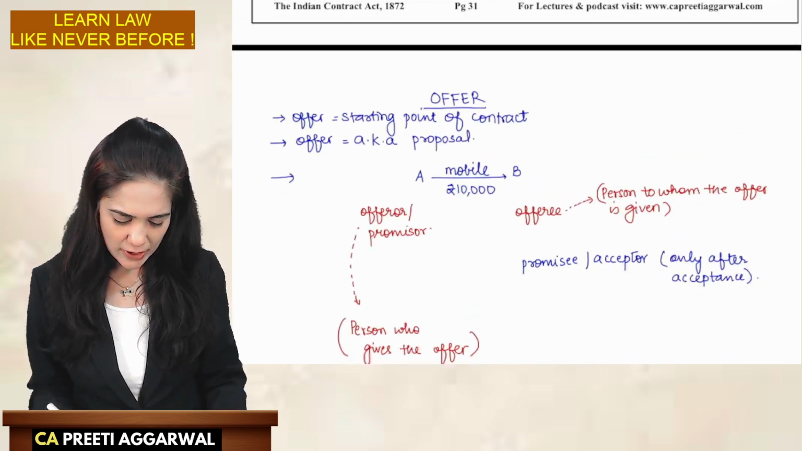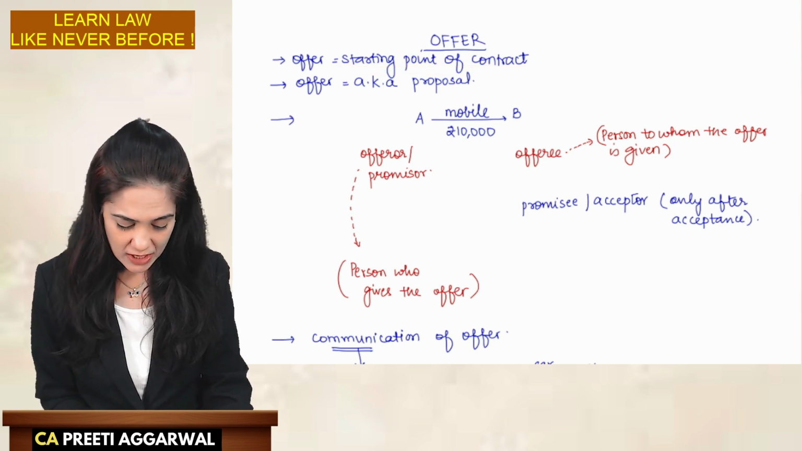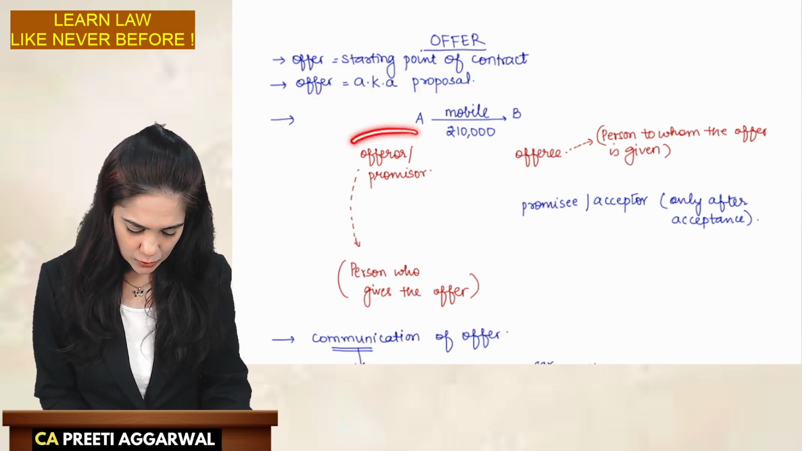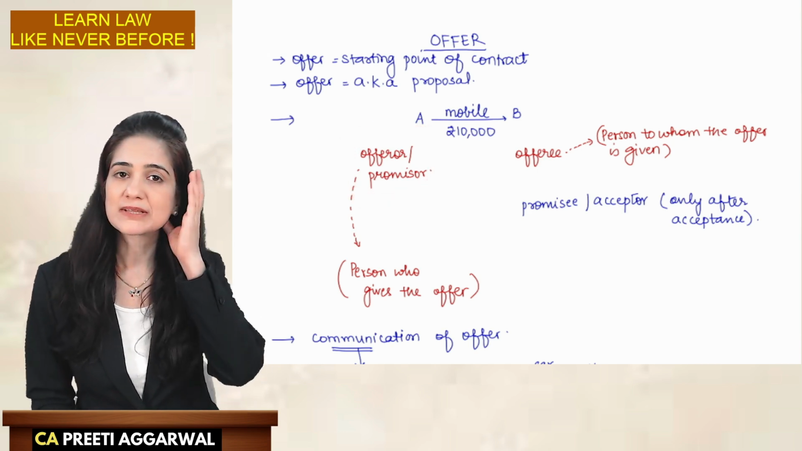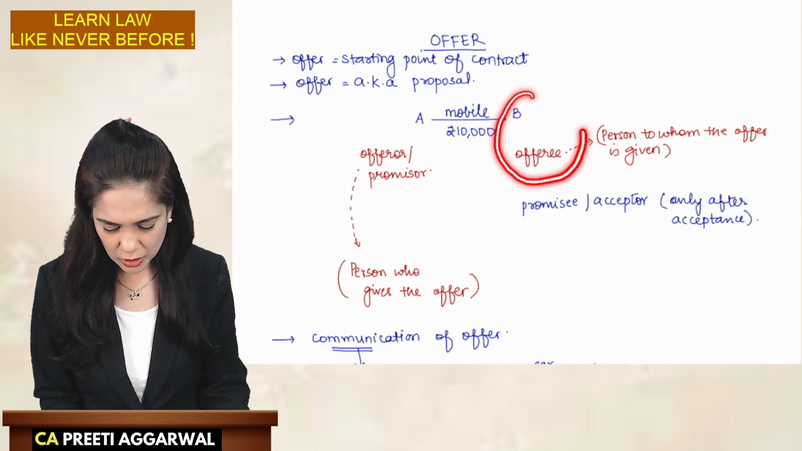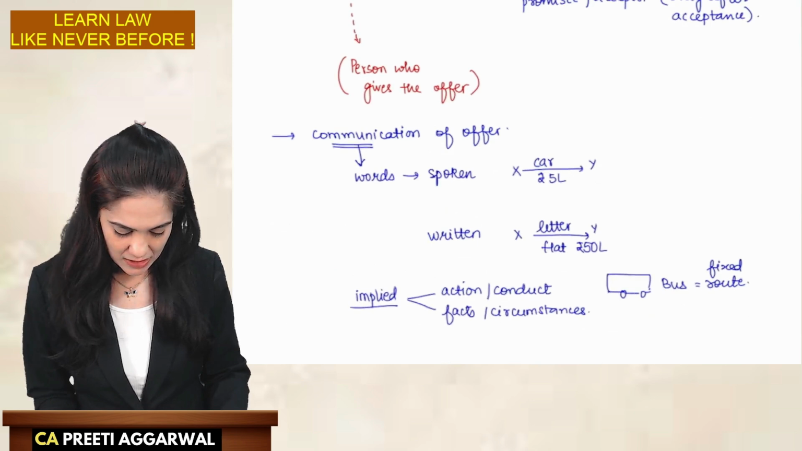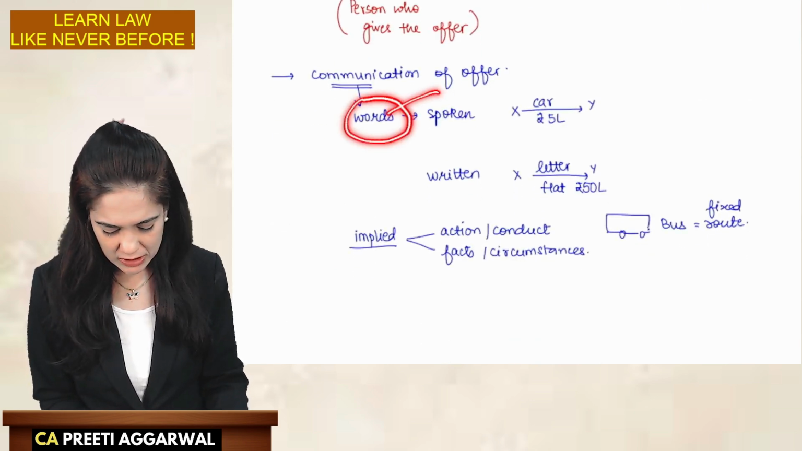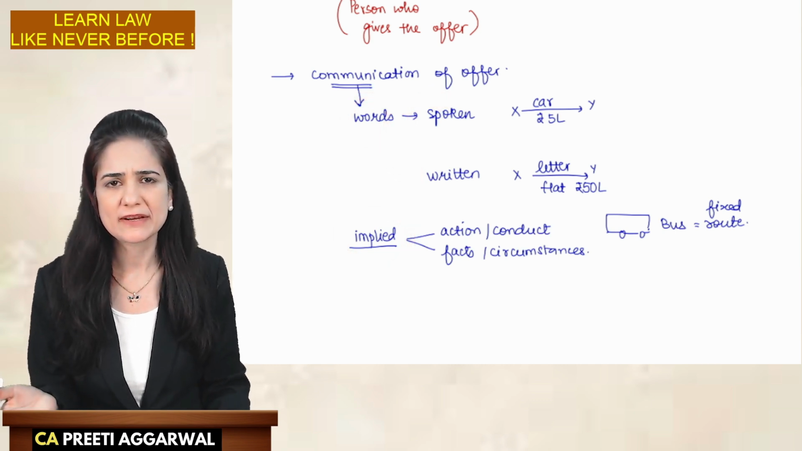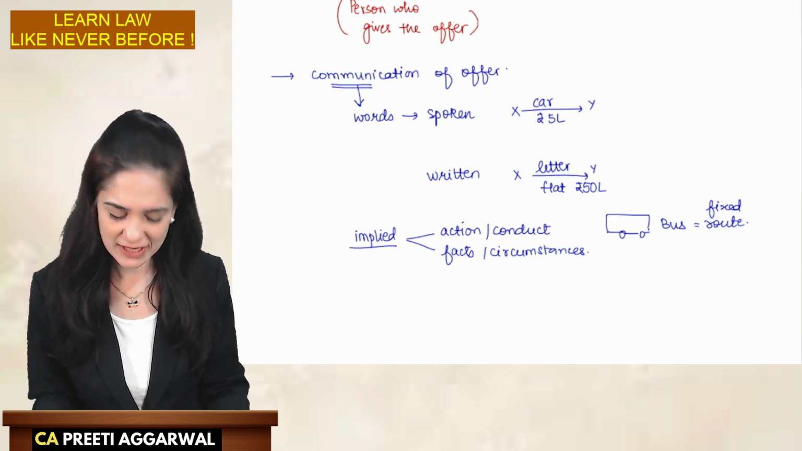So, what are the key points that we studied? Offer is the starting point of contract. Offer is also known as proposal. Person who gives the offer is known as the offerer or promiser, and person to whom the offer is given is known as the offeree. Communication may be by words, either spoken or written, or it may be implied from the action, conduct of the parties, or circumstances of the case.